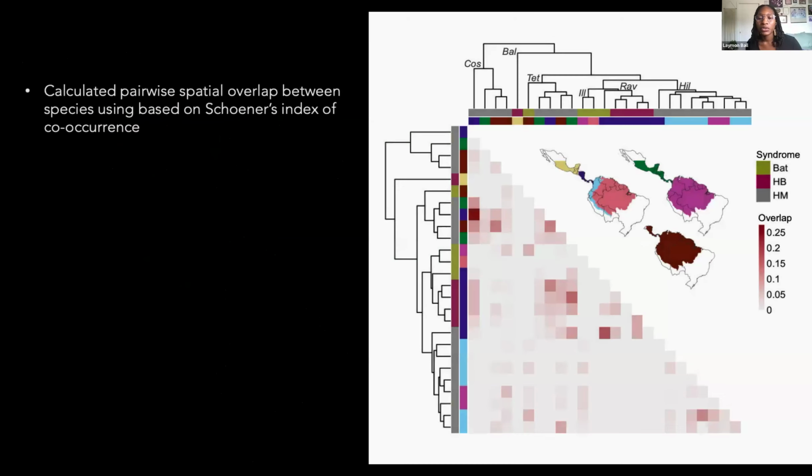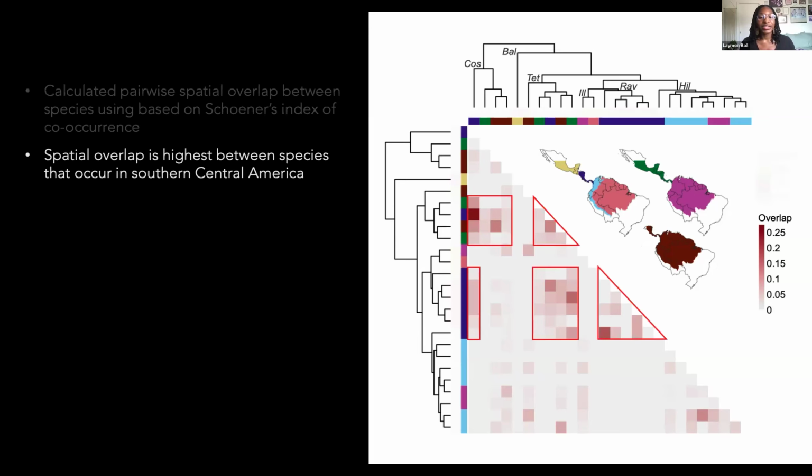And so to get at that question a bit more, I calculated pairwise spatial overlap between species using Schoener's index of co-occurrence. My expectation was that if there is more competition among those species in Southern Central America for pollinators, then those species should co-occur more often than in the Andes. And also that species with different pollination syndromes should co-occur more often than species that share syndromes.